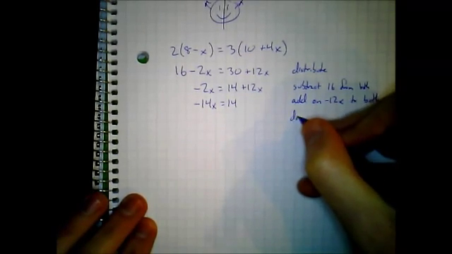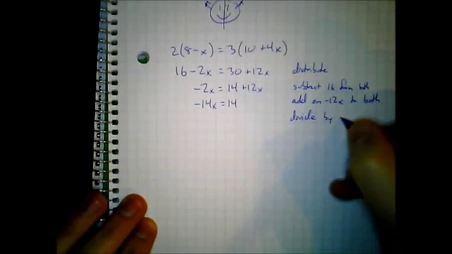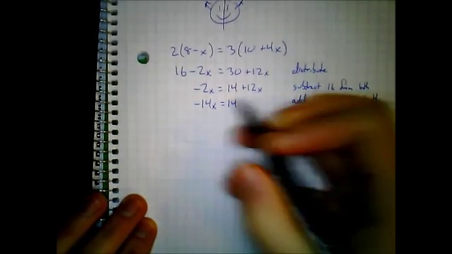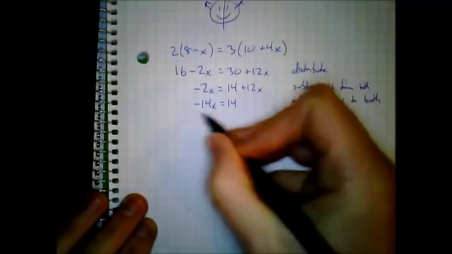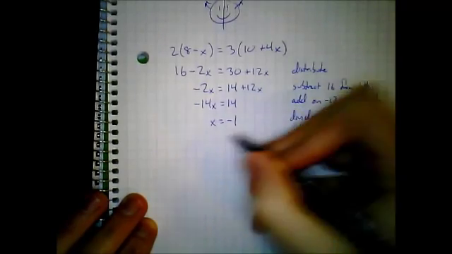So now we want to divide our 14 units between our negative 14x's. So we divide by negative 14. So we want to know what does each x equal. So we divide by negative 14, and we get x equals negative 1.